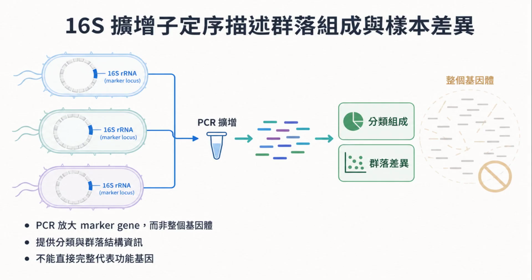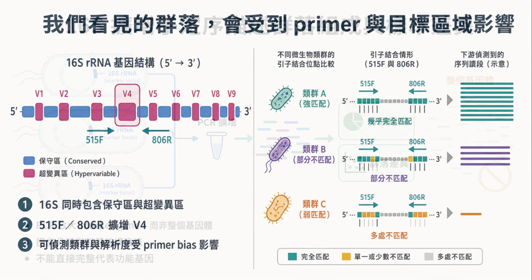It uses polymerase chain reaction, or PCR, to amplify the microbial 16S ribosomal RNA gene rather than sequencing the entire genome. This is somewhat like identifying different groups by using a specific set of distinguishing features. It helps us describe which microbial groups are detected in a sample and how community composition differs among samples. However, the number of reads is not the same as the absolute number of cells, and 16S results cannot directly provide a complete picture of which functional genes the microorganisms possess.